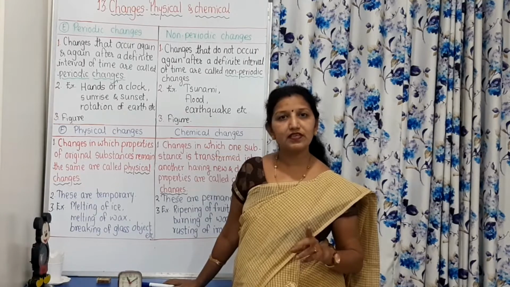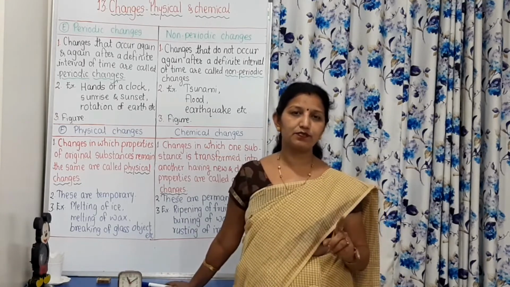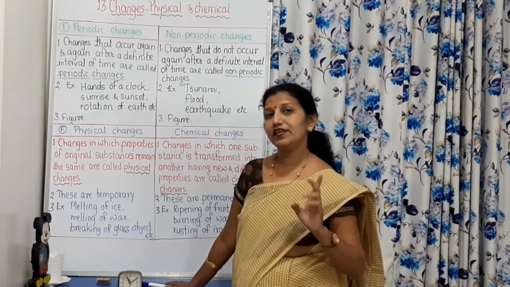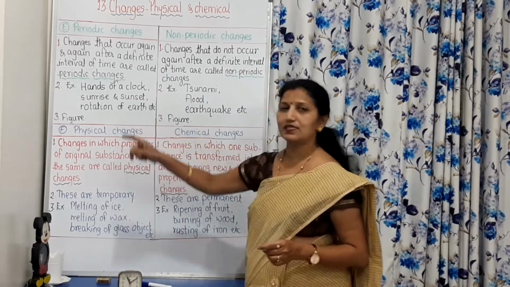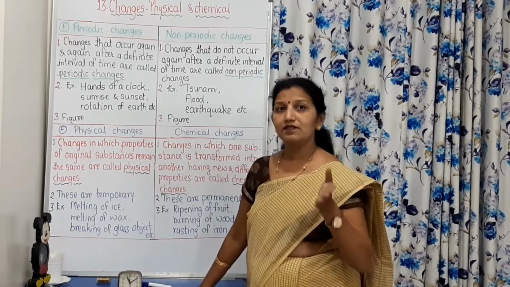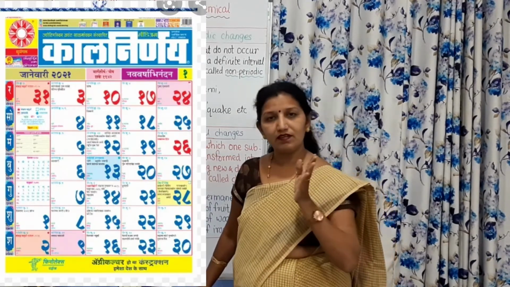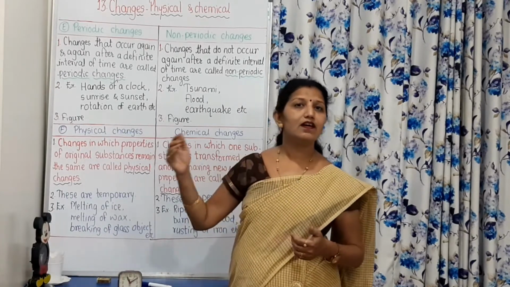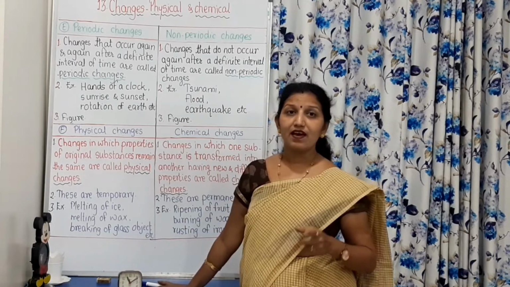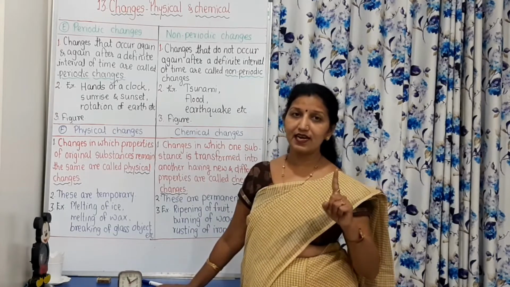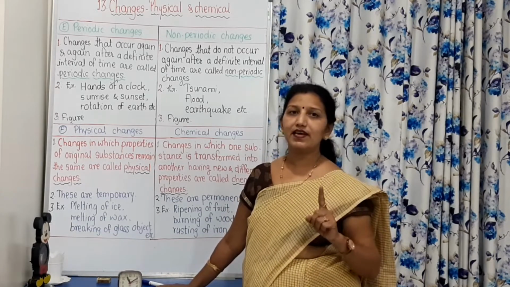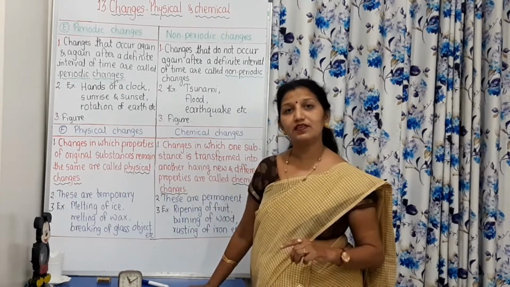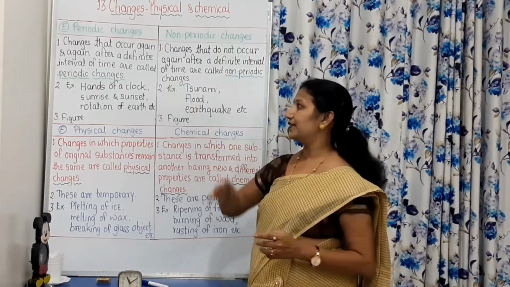And the revolution of the earth takes place in 365.25 days. That means it is 1 year. After 1st January 2021, there will be 1st January 2022, exactly after 1 year. And that's why this rotation of the earth and revolution of the earth are periodic changes.